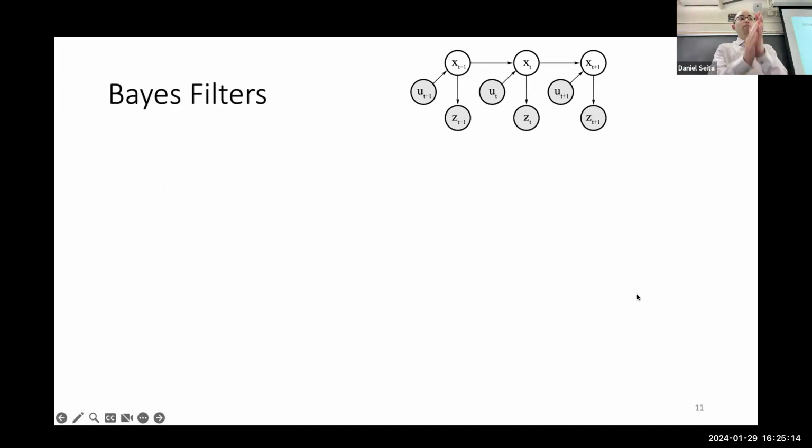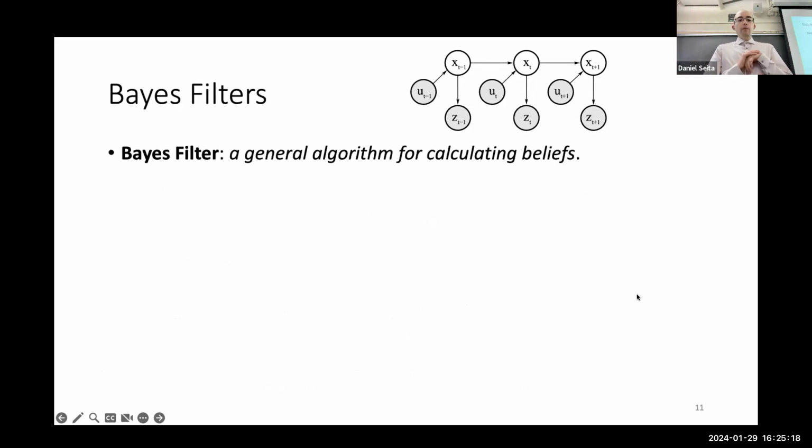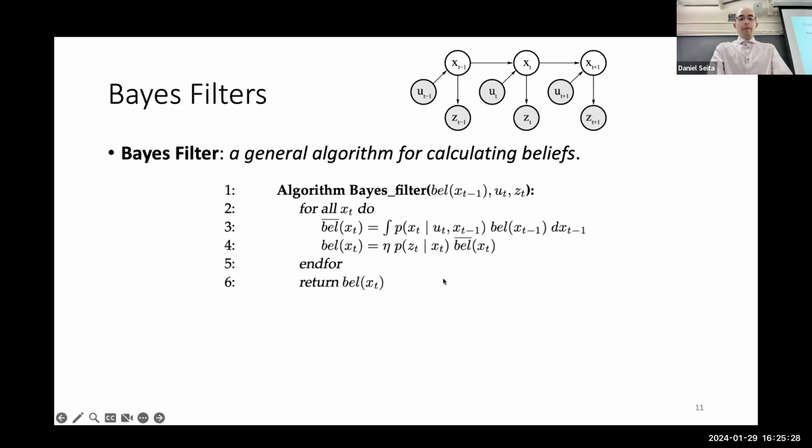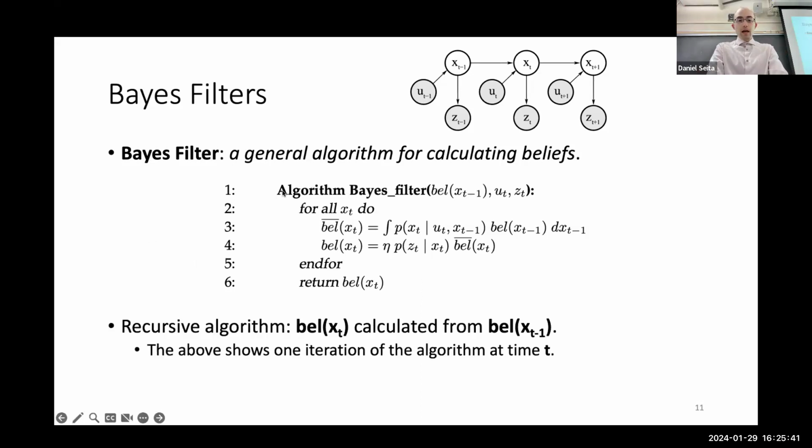All right. So Bayes filters. This is a very general algorithm for calculating beliefs, which we talked about in the last slide, what beliefs mean. And here's what it looks like. It's about 6 lines. If you include the algorithm, then no, 6 lines. So it seemed like a very simple algorithm.